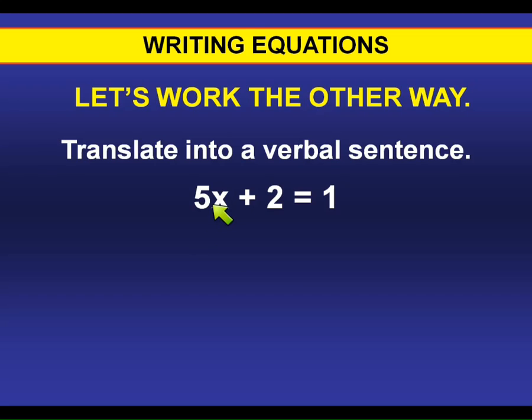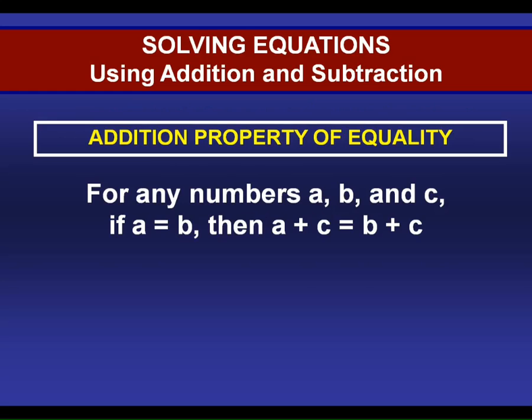5 times a number plus 2 equals 1. Right, that's very good. You could have also said the sum of 5 times a number and 2 is 1, or 5 times x added to 2 is 1. Okay? Those sorts of things. There's a bunch of different ways you could do that.